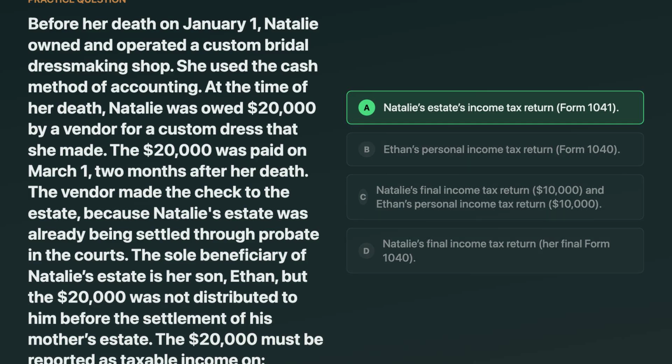Reported on the estate's Form 1041. This is income in respect of a decedent, earned before death but received after death, so it does not go on Natalie's final Form 1040. IRD is taxed to whoever actually receives it. Here, the estate received it and didn't distribute it to Ethan before settlement, so the estate reports it.